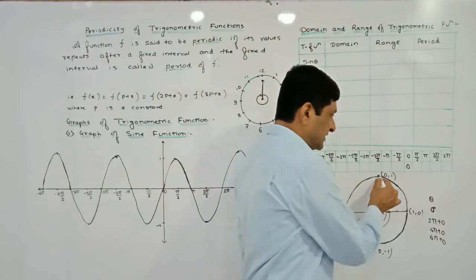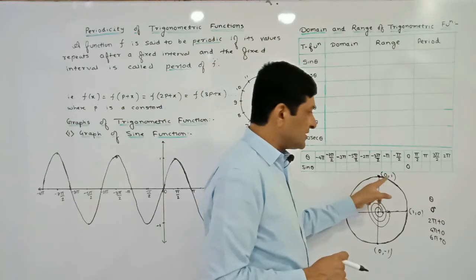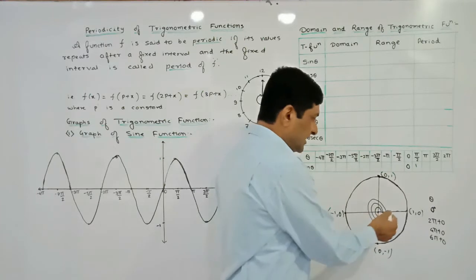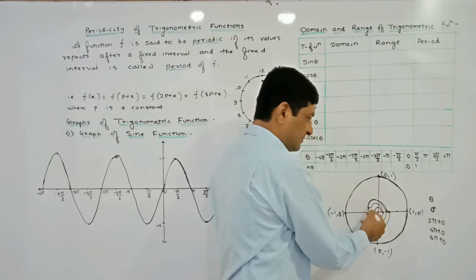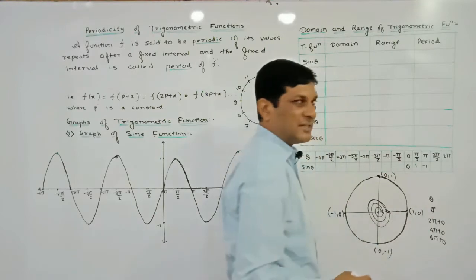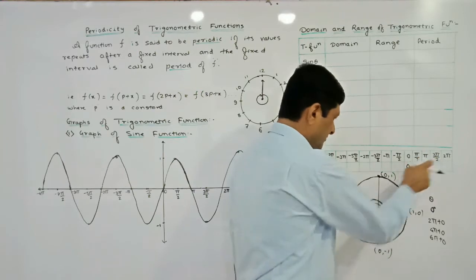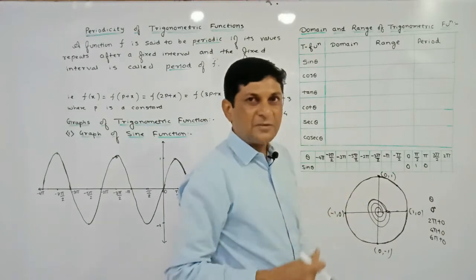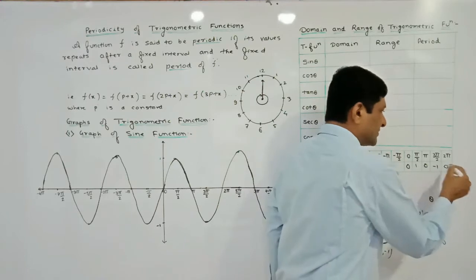Pi by 2 means 90 degrees. 90 degrees means this will be the position of the point. And at this position, what is the y coordinate? 1. Means here sine 90 is 1. 90 means pi by 2. After 180 degrees, pi means 180, this will be the position of the point, and here the y coordinate is 0. Again 3 pi by 2 means 270, here will be the position. Here the y coordinate is minus 1, because we know that the y coordinate is the value of sine theta. Again here the y coordinate is 0, isn't it?